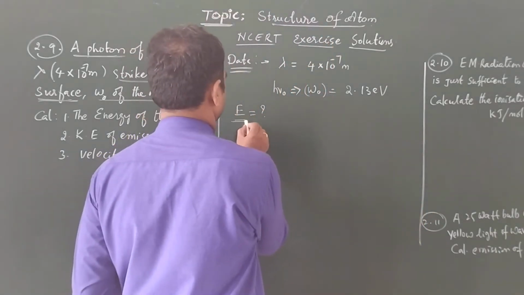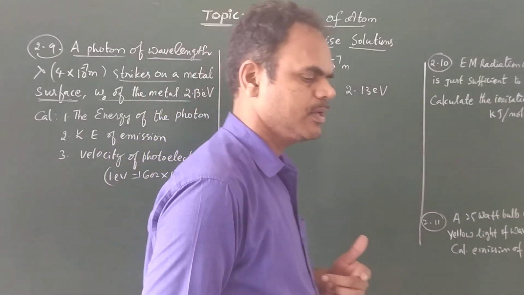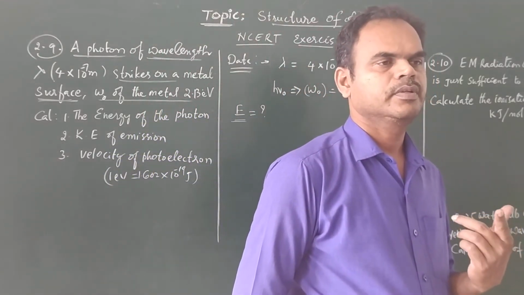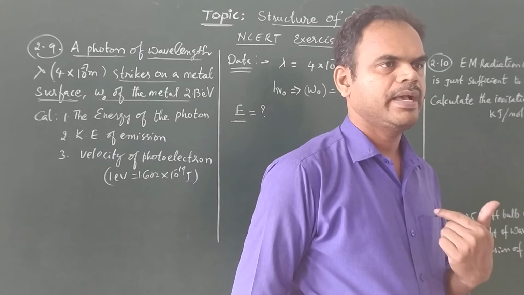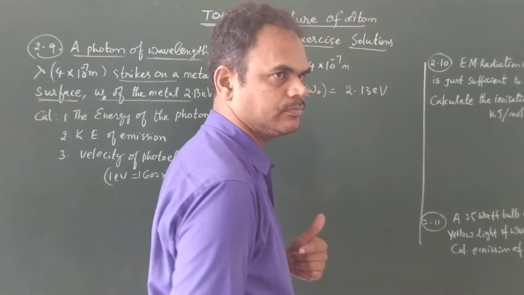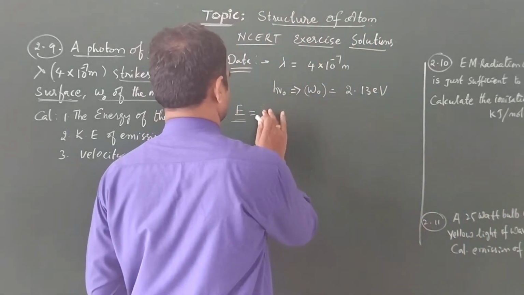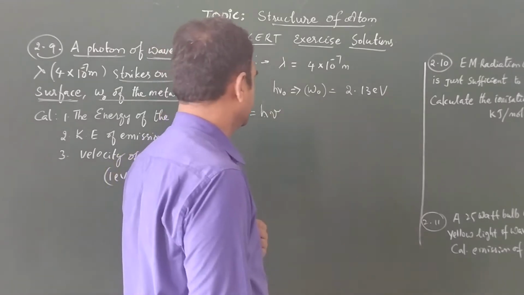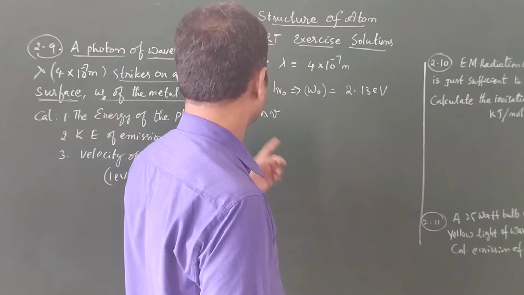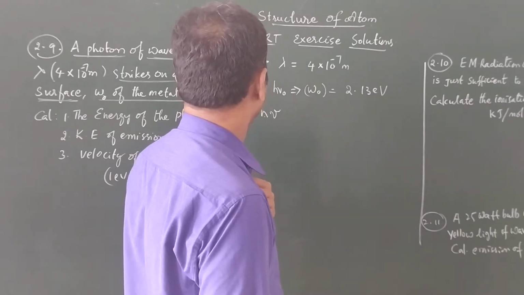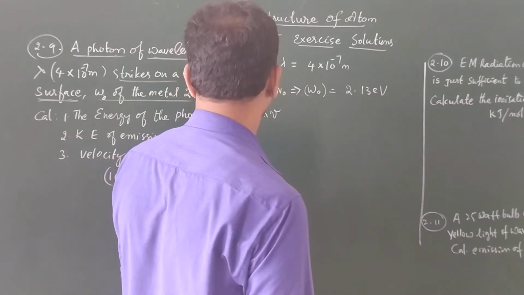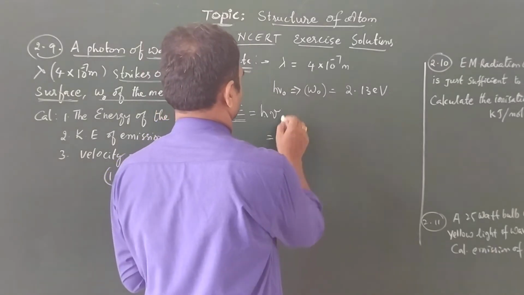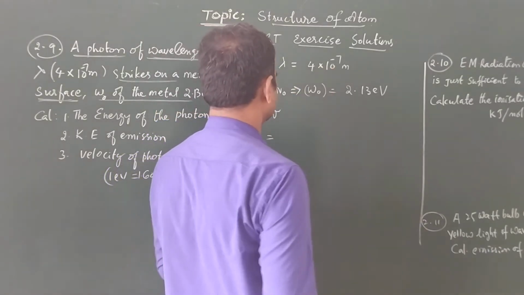First, we'll find the energy of the photon. What is the formula we use for the energy of a photon? The Max Planck equation: E is equal to h nu. But from this question, the energy of the photon is asked, and what is given in the data is lambda.